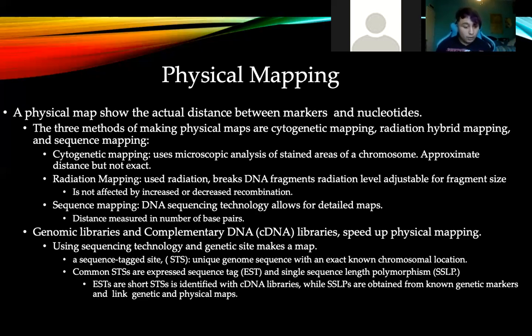A sequence tagged site, or STS, is a unique genome sequence with an exact known chromosomal location. Common STSs are expressed sequence tags, or ESTs, and simple sequence length polymorphisms, or SSLPs. ESTs are short STSs and are identified with complementary or cDNA libraries, while SSLPs are obtained from known genetic markers and linked genetic and physical maps. Next slide, please.